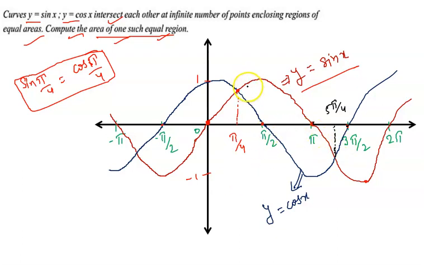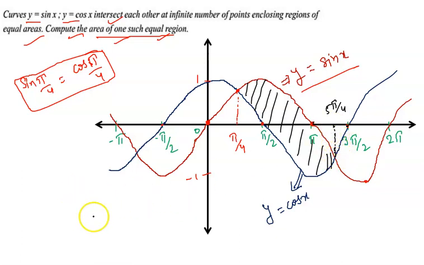So we have to find the area of this region. This is the one equal region, and after this it repeats at equal intervals, after 3pi/2, after 5pi/2 and further.